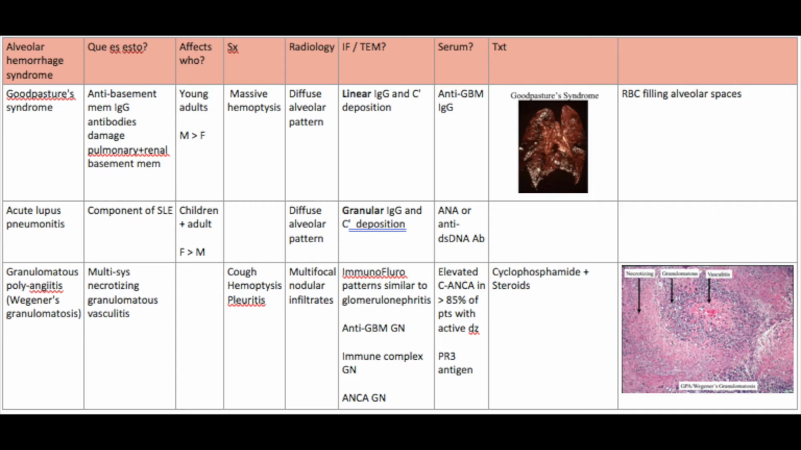Pathologically, I'm not sure if that's the reason, but that's how I remember it. If it's systemic, then I'm going to see granular everywhere, all over the place. If it's particularly in the renal and the pulmonary system, we're going to see linear. So that's how I'm remembering the immunofluorescence patterns.